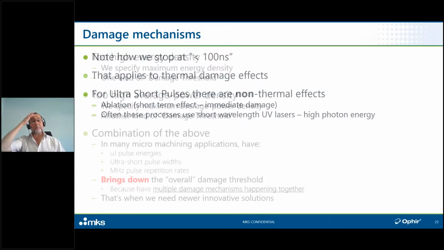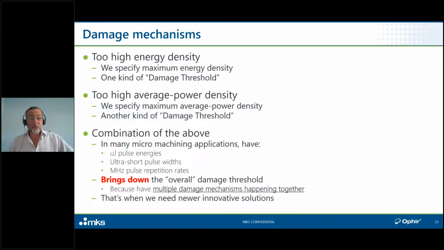So we've got a few different damage mechanisms here. Too high energy density, that's what we specify as the maximum energy density. That's one kind of damage threshold. Too high average power density, so many kilowatts per square centimeter. Average power, not to be confused with instantaneous power during the pulse. That's another kind of damage threshold, and those are listed in every sensor's data sheet, Ophir's and everyone else's.